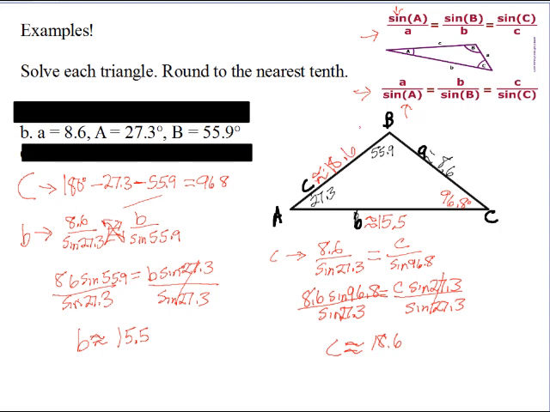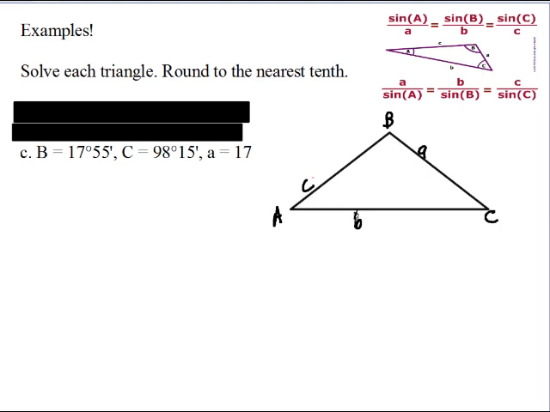Okay, so here's my triangle. I was given this, this, and this, and here are the three things that I solved for. Let's go ahead and erase this. So for my third example, remember, DMS didn't go away, people. We need to be able to convert degrees, minutes, and seconds. So remember, this is DMS, degrees, minutes, seconds, and we need the decimal.